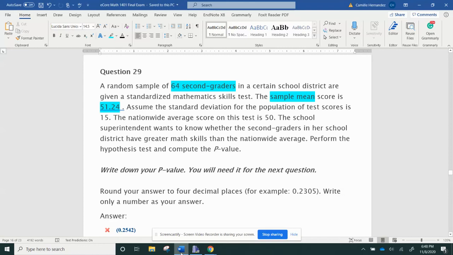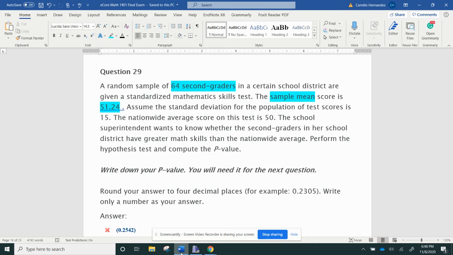So I'm going to do the final 29 and 30 and then 35 and 36, which are talking about the population standard deviation and hypothesis test. I call them the Z test because you use the Z scores and the Z test statistic to solve it. I'm going to use the calculator.